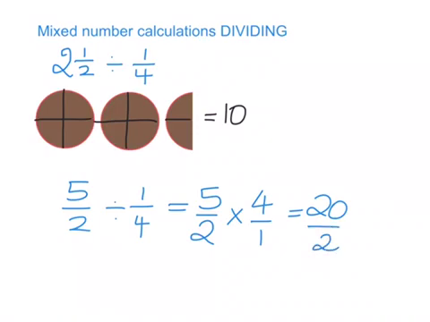And of course I always simplify fractions or reduce things down into the lowest terms. 20/2 here is actually exactly the same as 10, because 20 divided by 2 is 10, or 2's go into 20 exactly 10 times with no remainder. So the answer to 2.5 divided by a quarter, we could see visually was 10. We can also see that numerically worked out at 10.